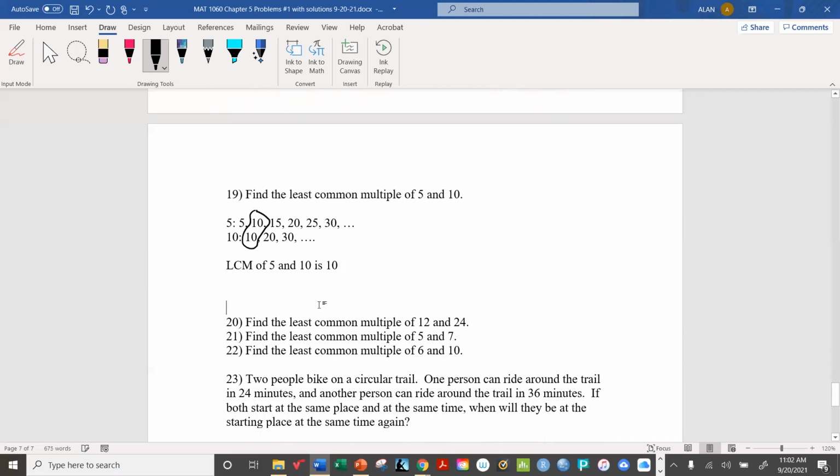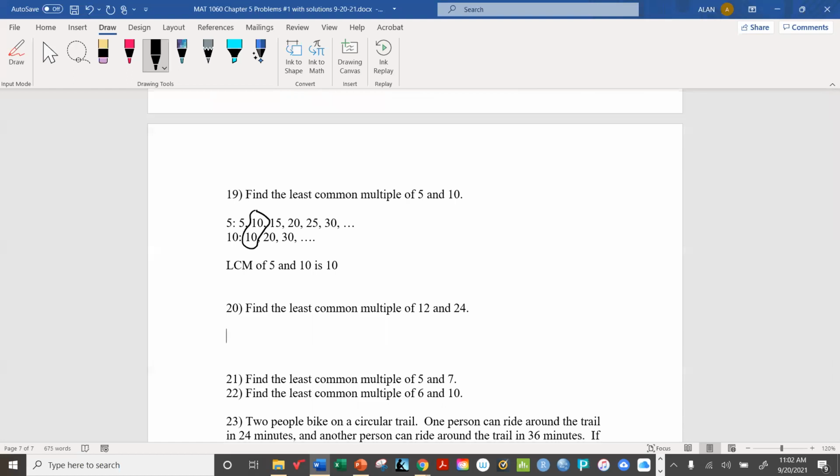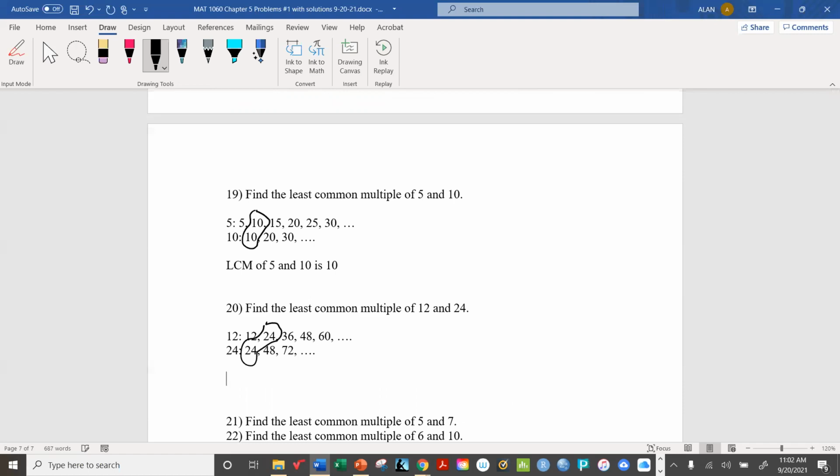All right. How about 12 and 24? For 12, we have 12, 24, 36, 48, 60. For 24, we have 24, 48, 72. So again, you see they do have more than one common multiple, but the one we care about is the smallest one, which is 24. And once again, it proved to be one of the two numbers. That's always a possibility.